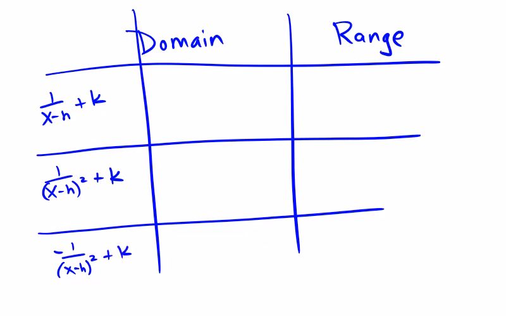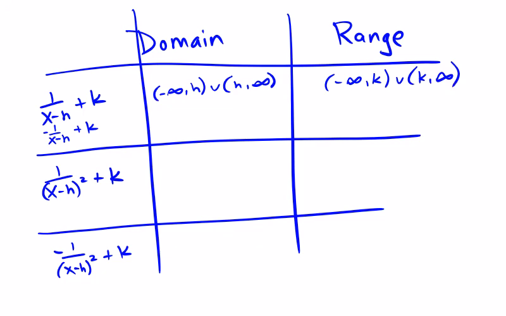So what happens? Well, the domain for this, whether it is positive 1 over x minus h or negative 1 over x minus h plus k, whether you have a positive or negative here, it doesn't change. The domain is negative infinity to h union h to infinity, because the h represents the vertical asymptote. The range is negative infinity to k union k to infinity, because the k represents the horizontal asymptote.